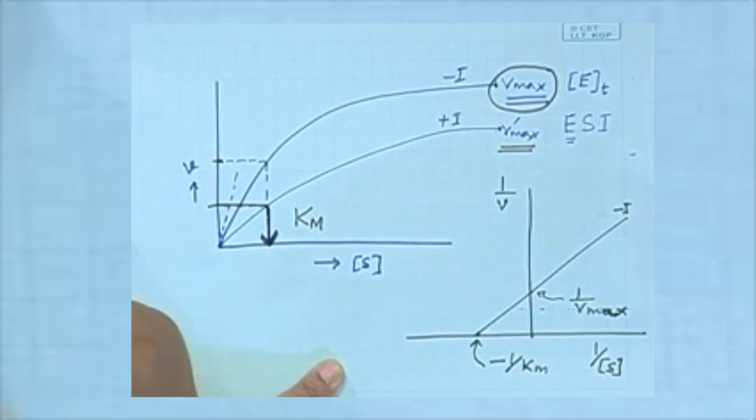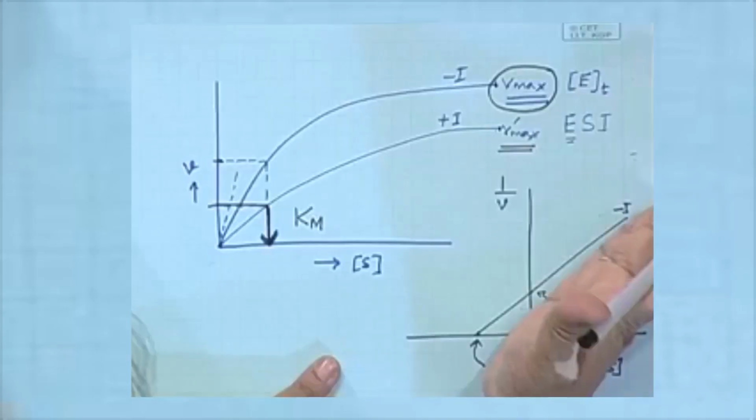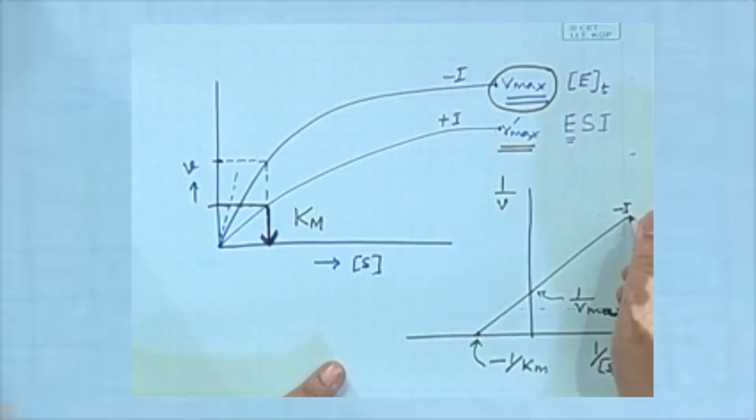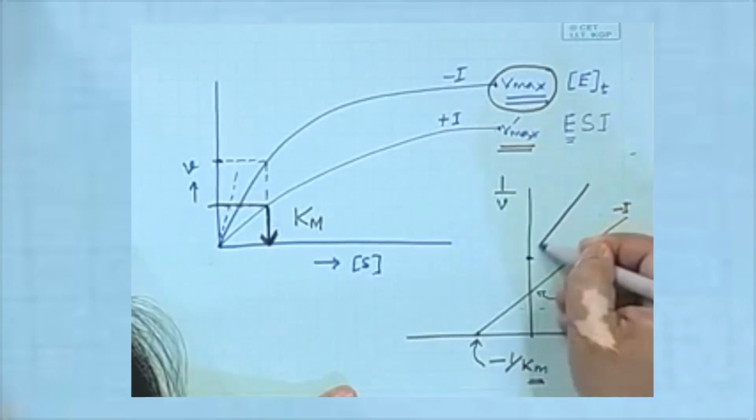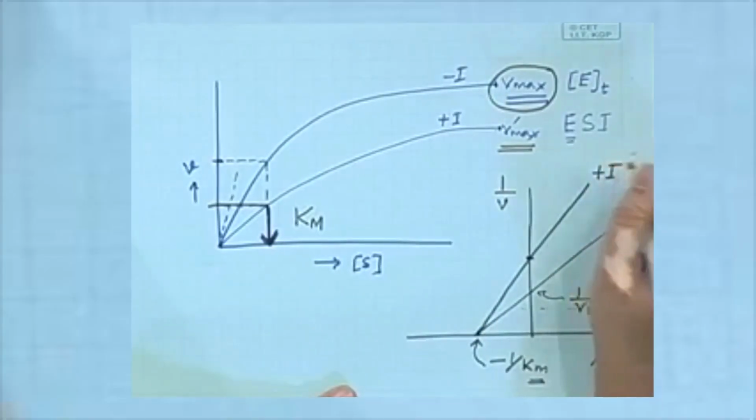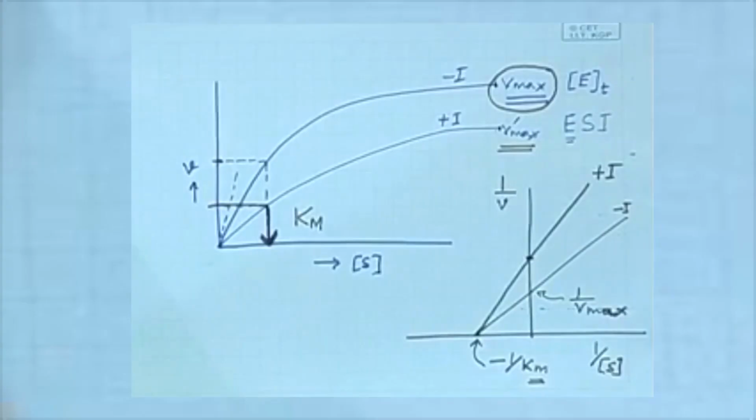My initial velocity is going to increase always. Why? Because I have an inhibitor now. So my line is always going to be above the uninhibited enzyme. Right? My Vmax now has decreased. So what happens to my 1 by Vmax? It increases. Say somewhere here. What is my Km? Same. Plus non-competitive inhibitor. Is that clear?